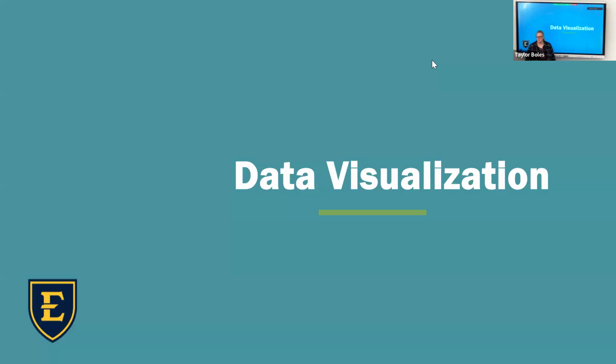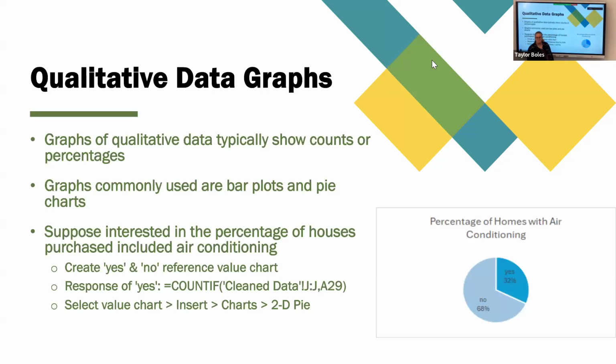So we're going to be looking at how to visualize some data. We have different ways of visualizing data, but for qualitative data, we usually use bar plots or pie charts. So graphs of qualitative data typically show counts or percentages. So suppose we are interested in the percentage of houses purchased that include air conditioning. You would have to first count up the number of houses that include air conditioning and that don't include air conditioning. And then you could make a pie chart based off of that.